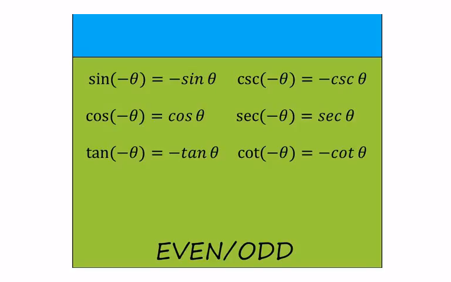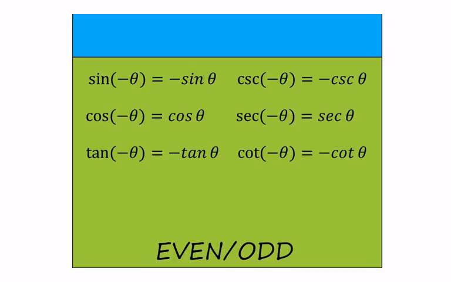So it's saying that the sine of a negative angle is equal to the opposite of the sine of the positive angle. There are 4 of these trig functions where their answers are opposite, and then there are 2 trig functions where their answers are the same. For example, cosine of a negative angle is equal to the cosine of the positive angle. Same thing for secant. Those are the 2 even identities and the rest are odd identities.